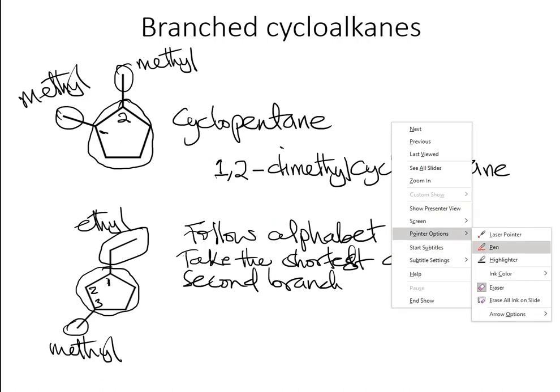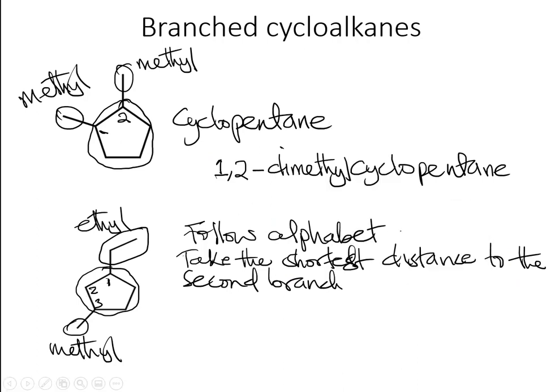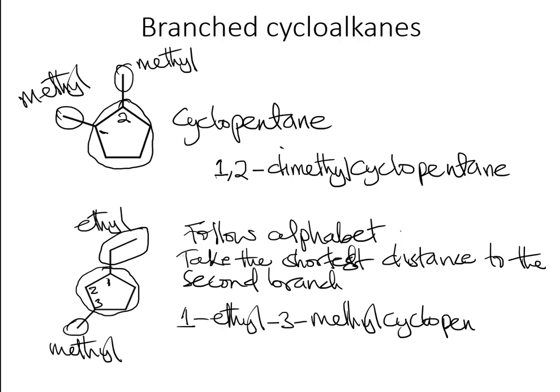Now, if you want to name this cycloalkane, it will be 1-ethyl-3-methylcyclopentane. That's how we name this molecule. So just practice on naming branched chain alkanes, naming branched chain cycloalkanes, and also naming the cycloalkanes. Thank you.